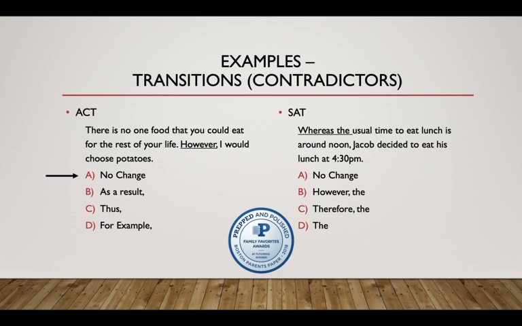Well, if I said, however, comma, the usual time to eat lunch is around noon, that's an independent clause. Which means if I have a comma after my independent clause, I should have a dependent clause following. Jacob decided to eat his lunch at 4:30 p.m. Uh-oh. That is not a dependent clause. So, answer has to be A. Whereas is known as that linking word that kind of creates a dependent clause, and we need contrast, which is another reason why D does not work. Even though it gets rid of the transition and makes it shorter, it's not what we want.